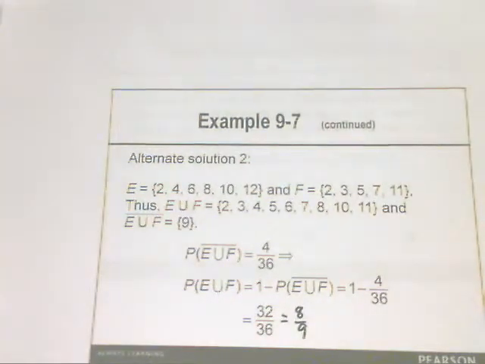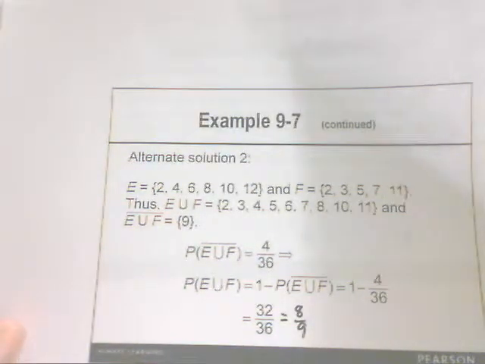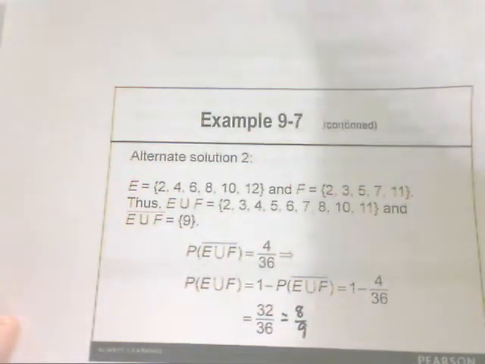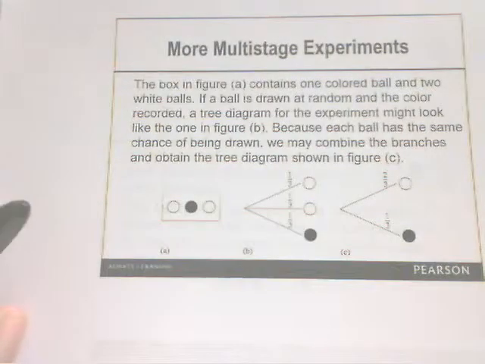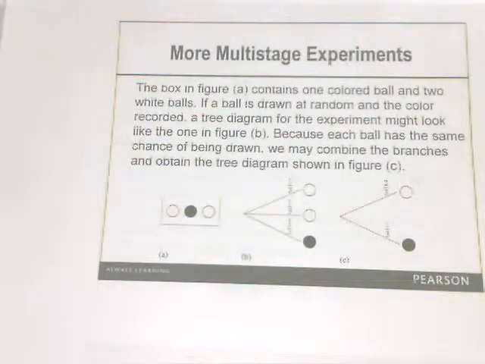So as you can see, there are several ways that you can attack that particular problem or find out the probability of rolling a 7 or 11. You just have to pick out which one is easier for you to work with. All right, let's look at more multi-stage experiments.